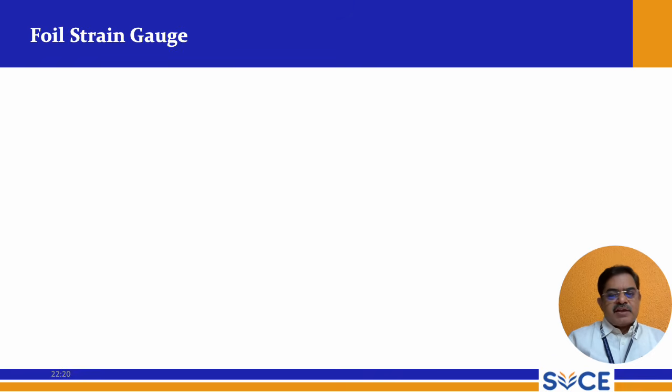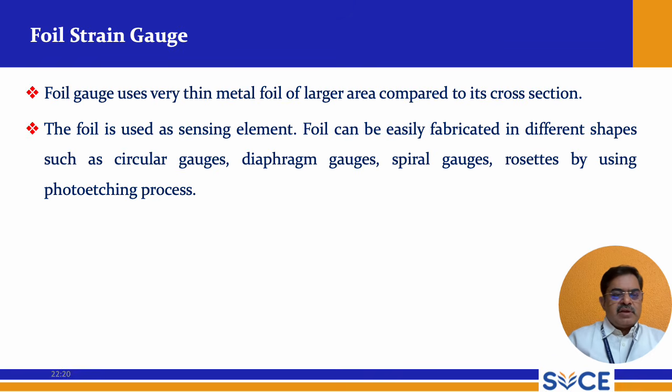Next one, foil type strain gauge. So here the foil gauge uses very thin metal foil of larger area compared to its cross section. The foil is used as the sensing element. The foil can be easily fabricated in different shapes such as circular gauges, diaphragm gauges, spiral gauges, rosettes by using a photo etching process. So it is a type of attachment using the photo etching process.